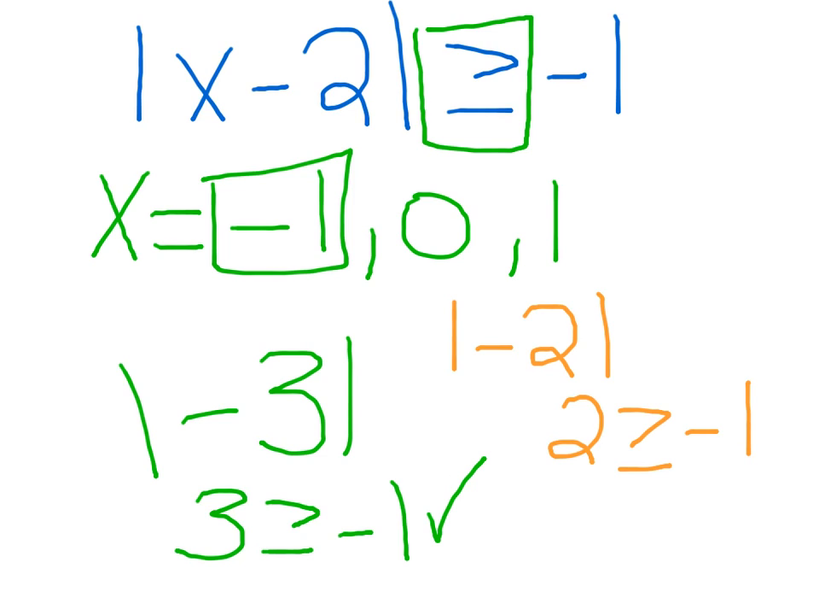1 minus 2 gives us a negative 1. In absolute values, the negative 1 then turns to positive, so it reads 1 is greater than or equal to a negative 1. In all these examples, we see that the statement is true for all of them. When this happens, we now know our solution can be all real numbers.